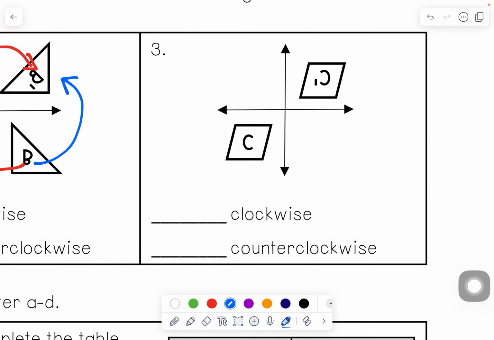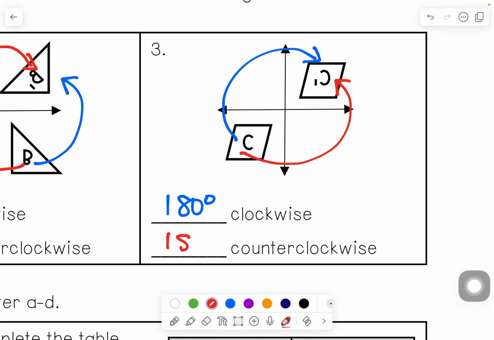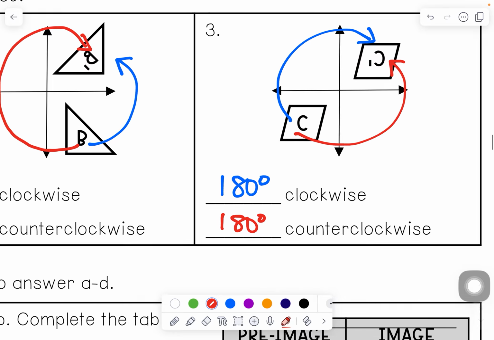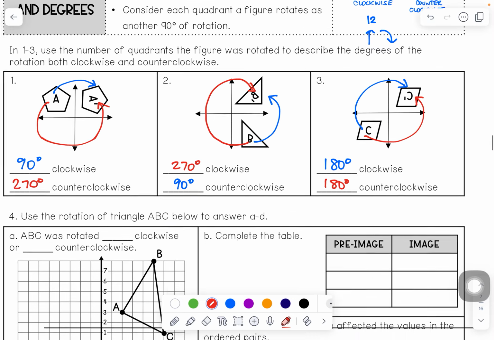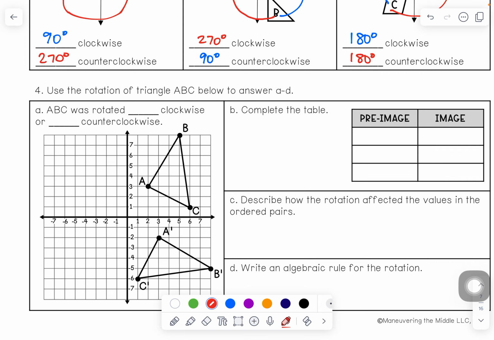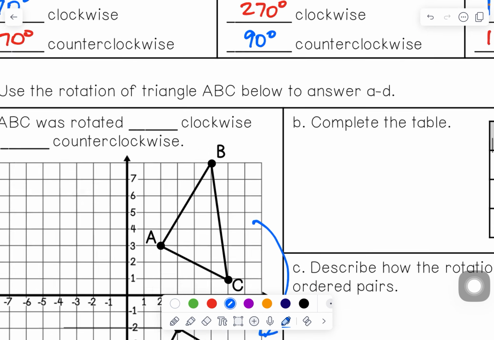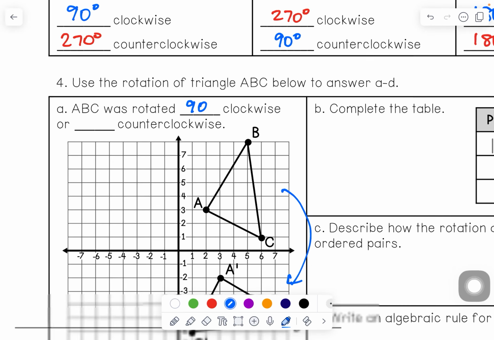All right, let's make some observations here. Let's complete the table with the pre-image and the image. So first, the pre-image, point A is (2, 3). Point B is (5, 8). And point C is (6, 1). So what we're trying to do here is generalize, like we did before, algebraically, how can we rotate these to figure out what the new vertices will be. So A prime ends up being (3, -2). B prime ends up being (8, -5). And C prime ends up being (1, -6).